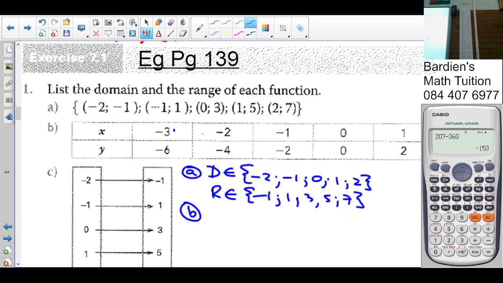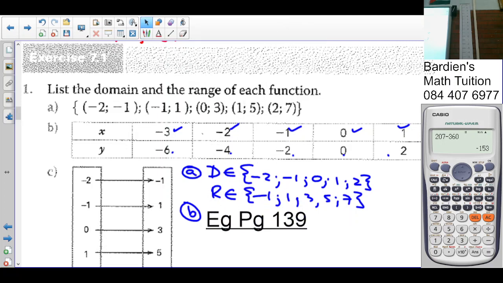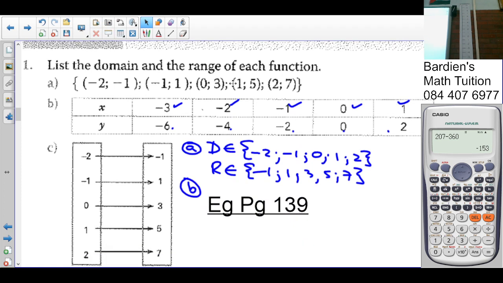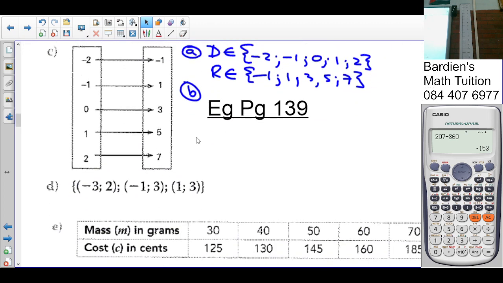again, your domain is -3, -2, -1, 0 and 1. Your range is -6, -4, -2, 0 and 2. Again, what is domain? Domain is a set of all x values. The range is all the y values. We're looking at the mapping here, the mapping that was done here. C is going to be -2, -1, 0, 1, 2, and -1, 1, 3, 5 and 7.